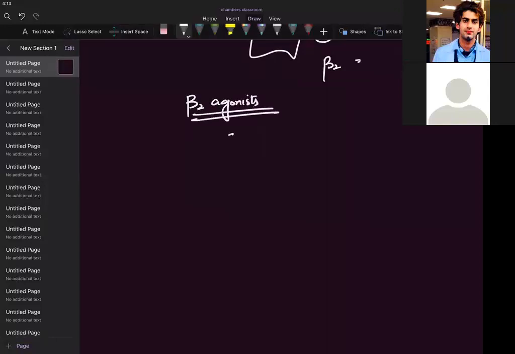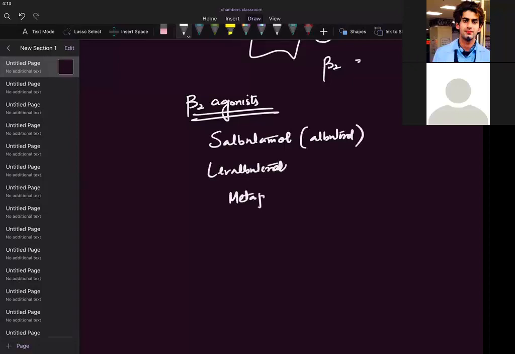So we have salbutamol, the famous one, you may have heard about this. Salbutamol is called albuterol. Then levalbuterol, metoprolol.